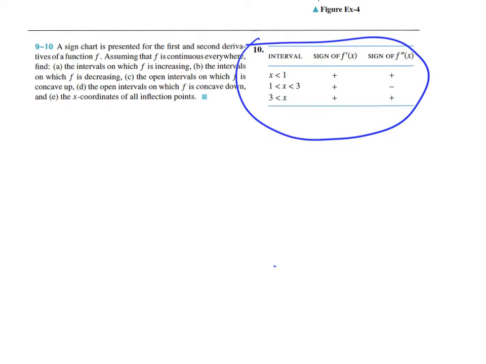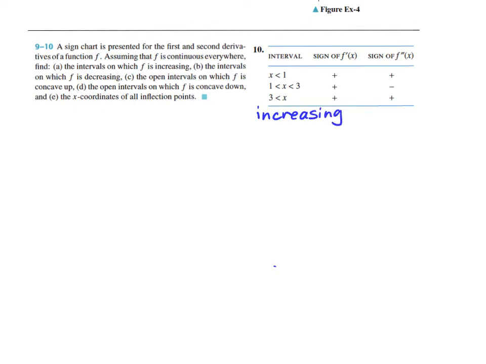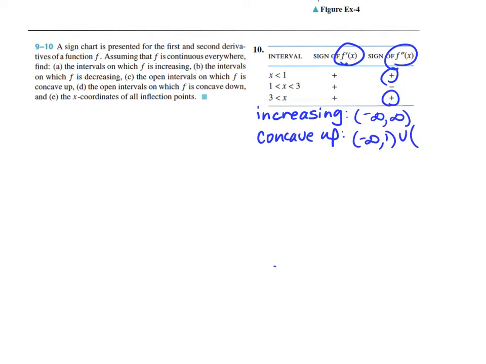So what we're going to do first is use this chart to write our intervals, increasing, decreasing, that sort of thing. So it's increasing wherever the derivative is positive. In this case, it is increasing from negative infinity to infinity. And it is decreasing nowhere, so we don't have to have that. And it is concave up wherever the second derivative is positive. So it's concave up from negative infinity to 1 and 3 to infinity, which means it's concave down from 1 to 3.